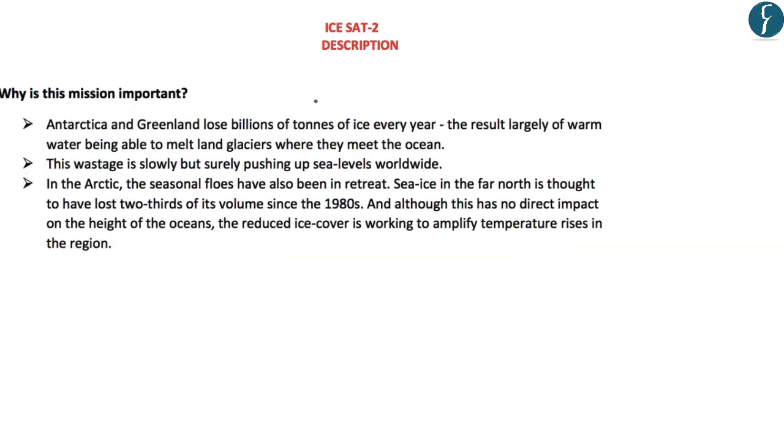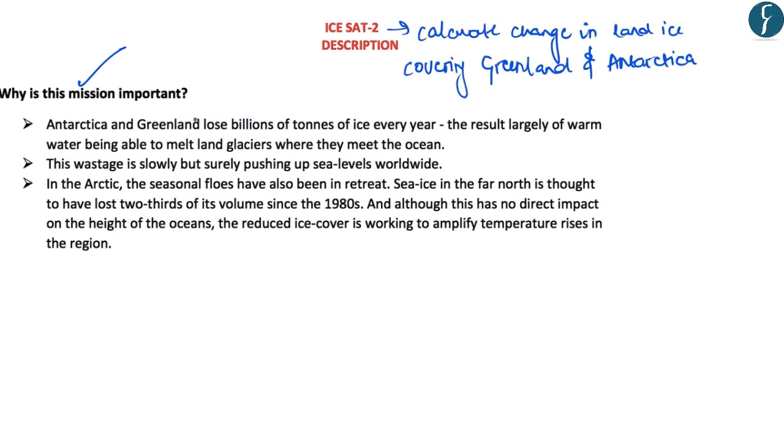Finally, let us also understand why this ICESat-2 mission is important. We have already discussed that the main aim of ICESat-2 was to calculate the annual elevation change of land ice covering Greenland and Antarctica, and it is done because Antarctica and Greenland lose billions of tons of ice every year. The reason being warm water from the ocean, which is able to melt the land glaciers at the meeting point. And it is because of this that the sea levels are rising worldwide.